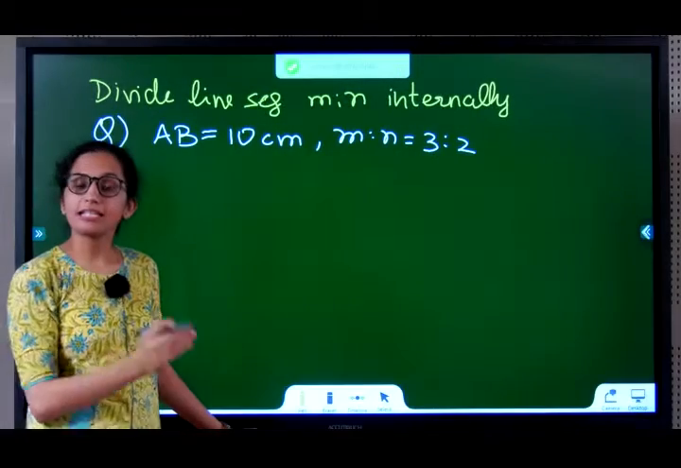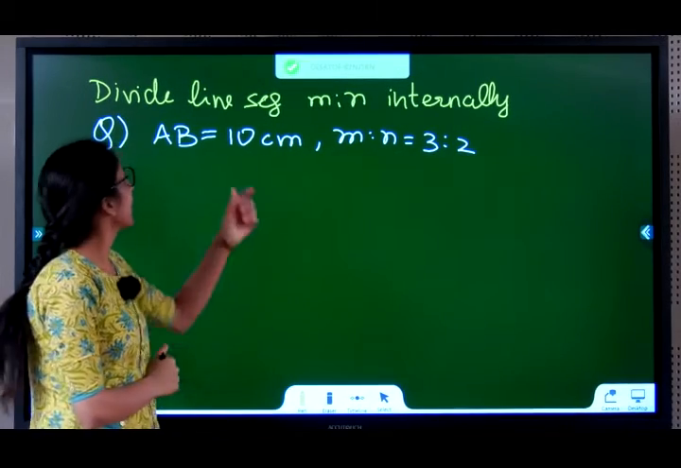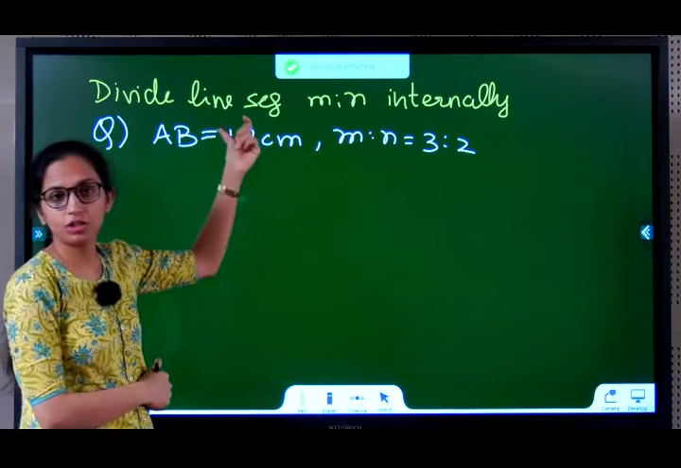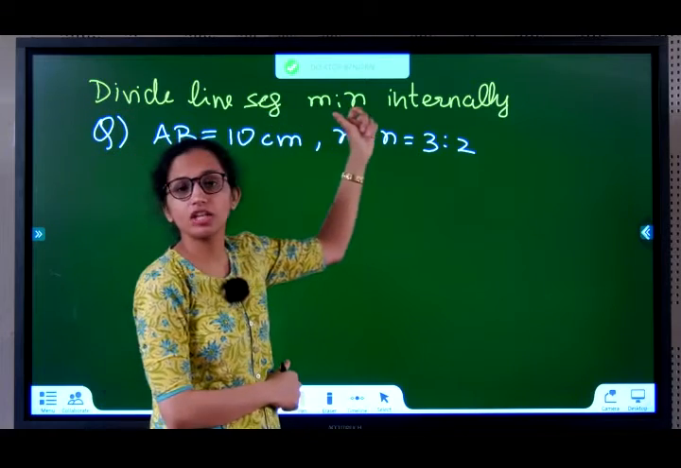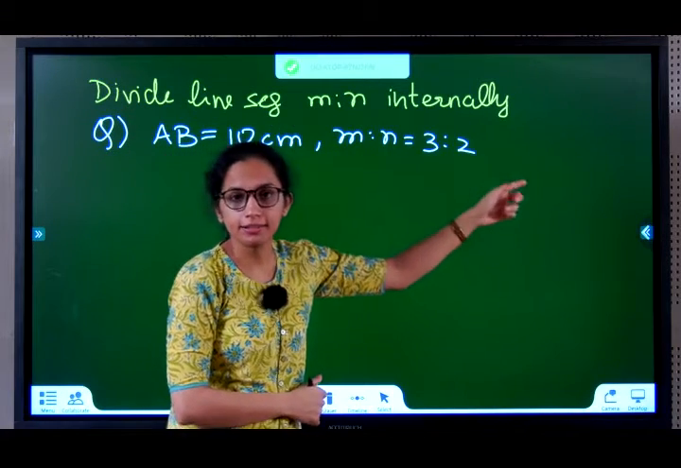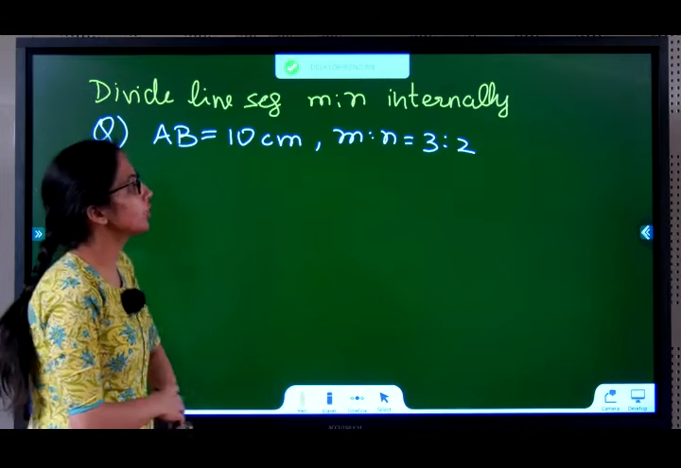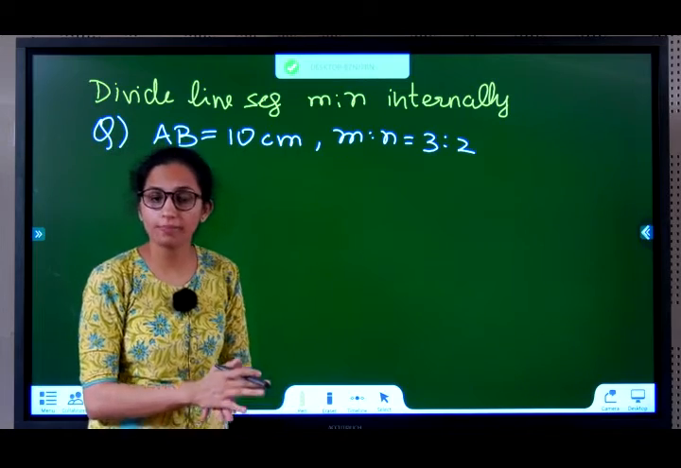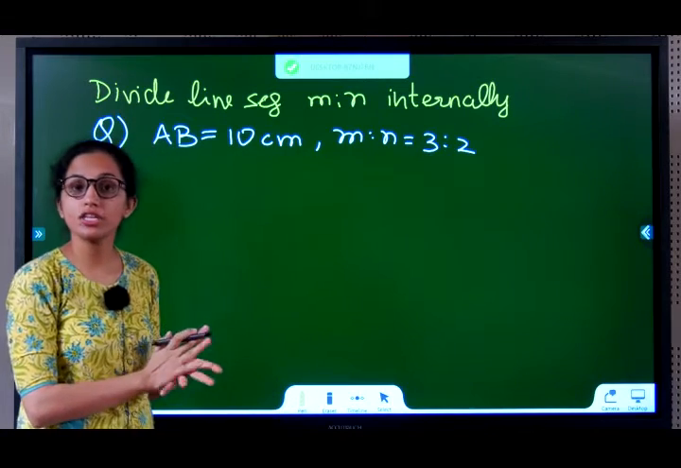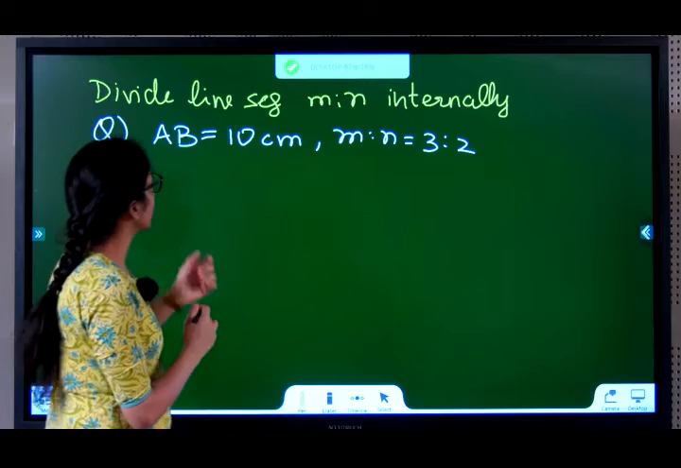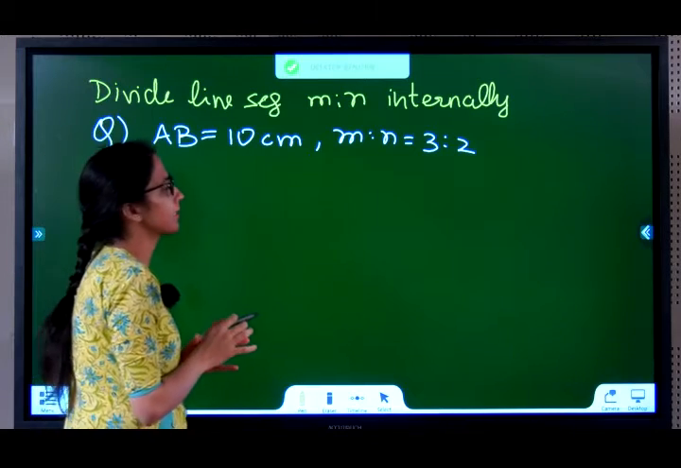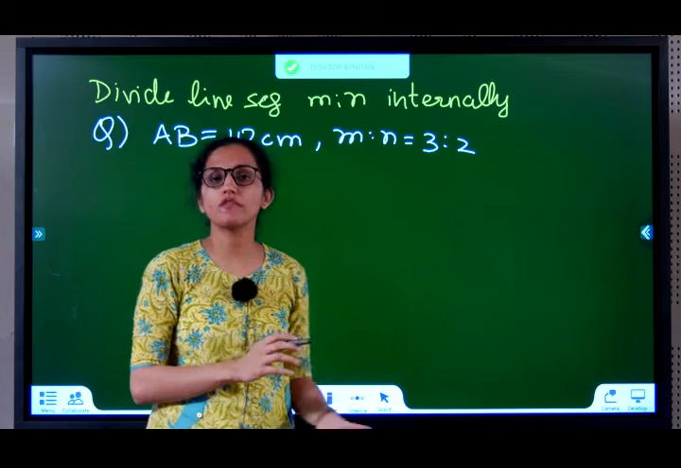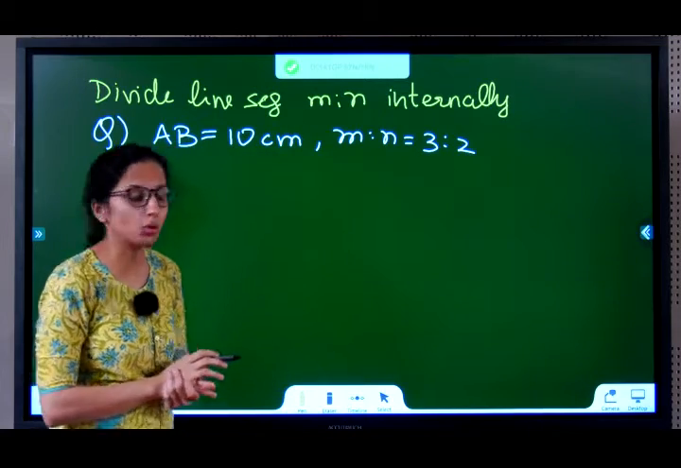So let's begin with the 10th standard syllabus construction. And the first type of construction that you'll be learning is how to divide a line segment in the ratio of m:n internally. We've already learned internal division in coordinate geometry chapter, and which formula did we use there? We used section formula. So here the first question, AB is equal to 10 centimeters, divide it internally in the ratio of m:n, that is equal to 3:2.